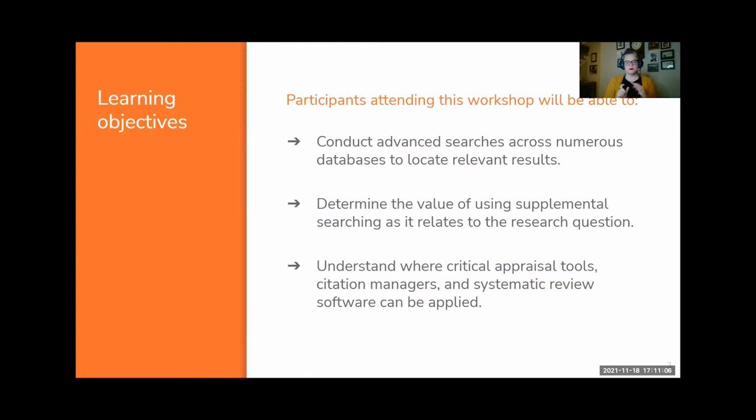And then, okay, great, we searched the different databases, but depending on your research question, for example, if you're doing randomized controlled trials, you'll probably go to supplemental searching. For example, there are websites for clinical trial registries that you might want to search. We'll talk a little more about that. We'll also touch on critical appraisal tools, citation managers, and systematic review software that can help the entire process when you're doing a systematic review.